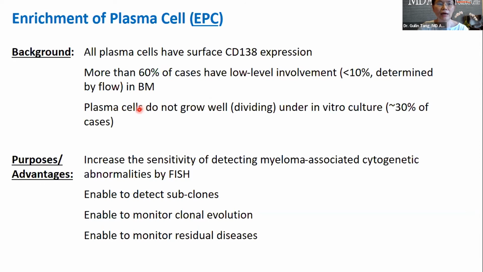And of course, as I mentioned before, plasma cells usually don't grow well in in vitro culture. So the purpose of enriching the plasma cells is to increase the sensitivity of detecting myeloma-associated cytogenetic abnormalities by FISH, and it enables us to detect subclones. Sometimes the subclone is so important. When the patient is on treatment and then relapses, sometimes it's a subclone that comes up. We can also monitor clonal evolution and residual disease because it's very sensitive after the enrichment.